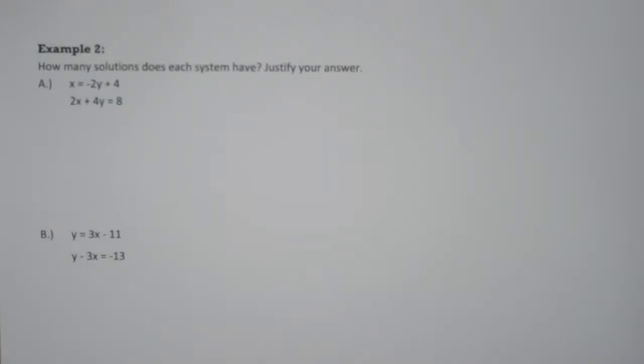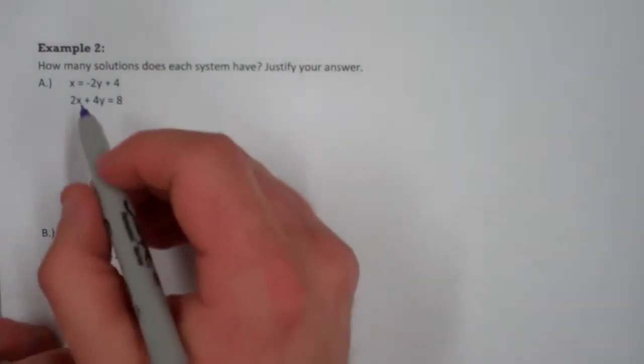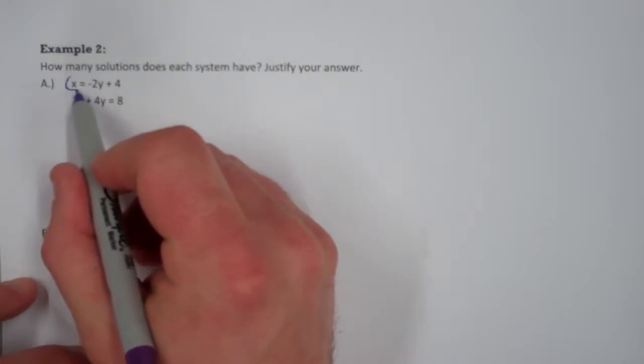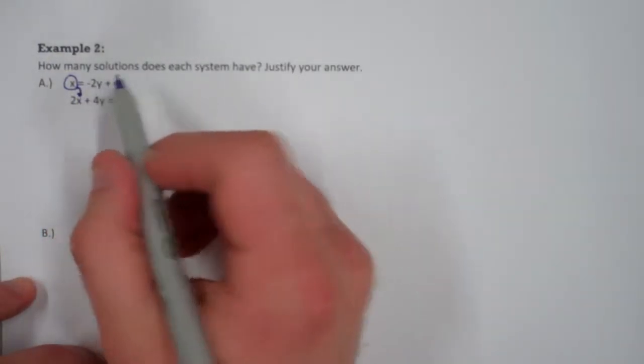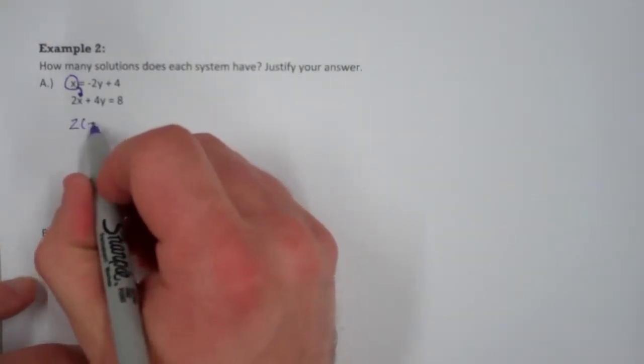In example 2, we want to state how many solutions each system has. We actually have 3 to do here, A, B, and C. So let's start off with our substitution, and I'm seeing that the x here is solved for, so we're going to replace this x with negative 2y plus 4.